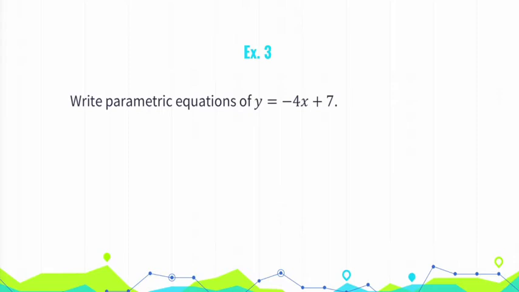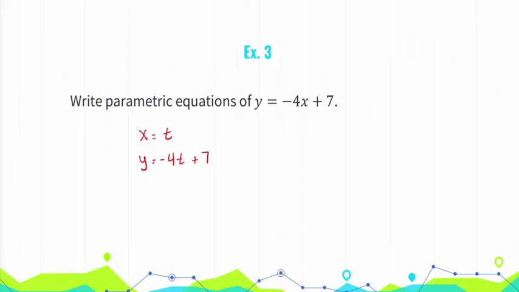Okay, so write parametric equations of y equals -4x plus 7. So we want to split this into two equations, and we want to have x and y be in terms of t instead. So one very easy way to do this would be to make x equal to t, and then y would be -4t plus 7. All right, if x is equal to t, then y would be -4t plus 7.